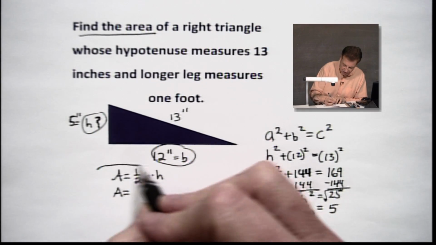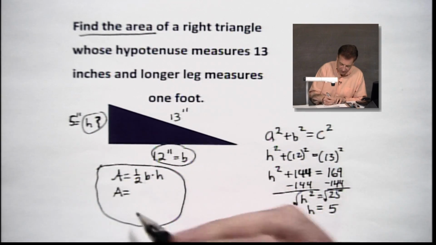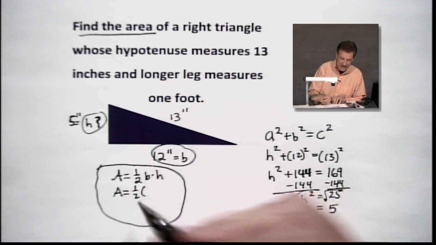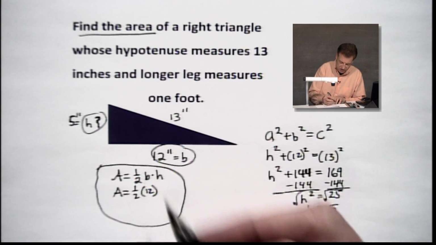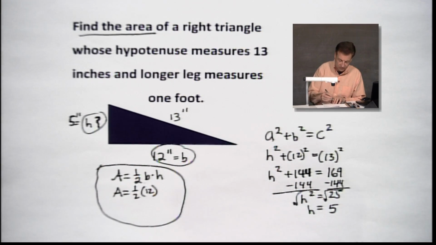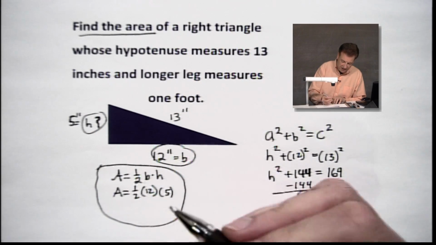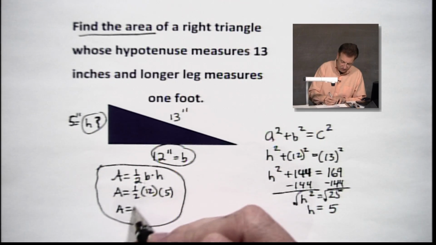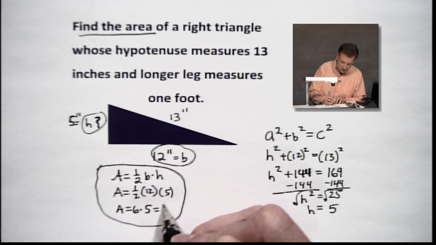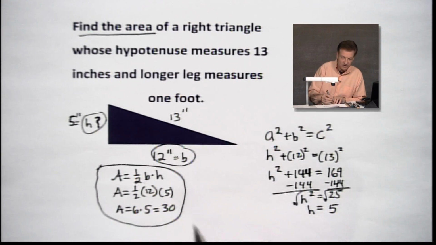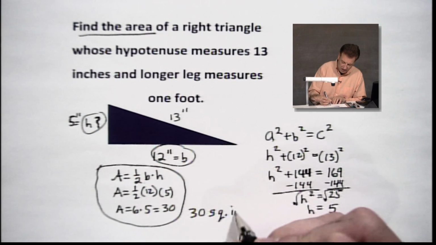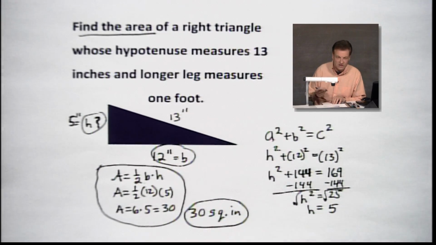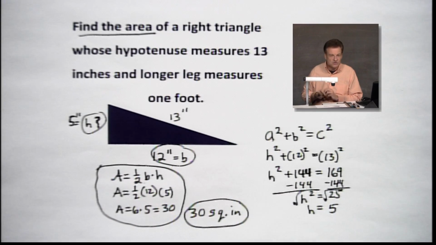Back down to here, all right? So we're going to take 1/2 times, it looks like B is 12, yeah, we're going to keep the inches. By the way, that's 5 inches over there also. And we're going to put 5 right in here. And that's the same as saying 6 times 5, which gives us 30. And folks, that 30 is square inches, or inches squared, all right? And that's our story here on this one.